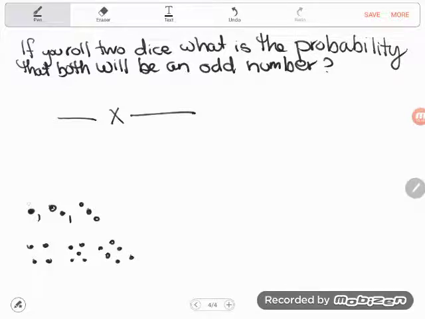Well, how many of those are odd? The 1's odd, the 3's odd, the 5's odd. 3 out of 6 are odd. Some of you guys are like, Kate, that's a half. Yes, you're right, that's a half. If you write a half, you're going to get it right.